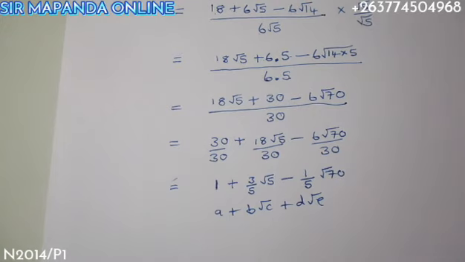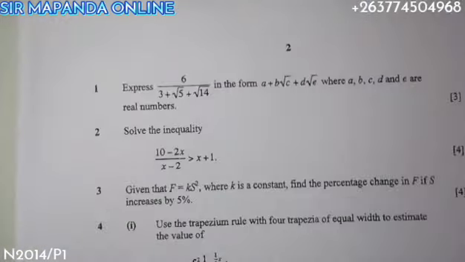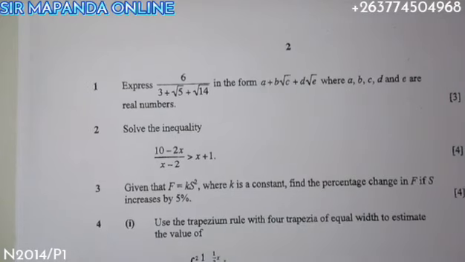I want you to stay tuned as we move on to question number 2. It reads, solve the inequality (10 minus 2x) over (x minus 2) is greater than x plus 1, 4 marks.